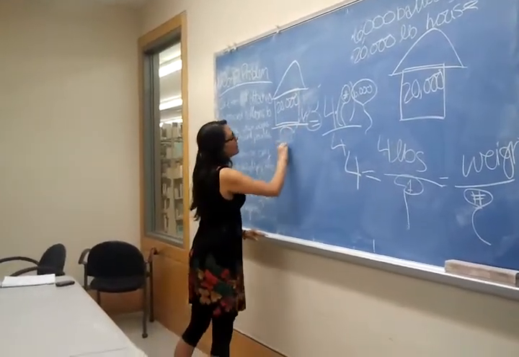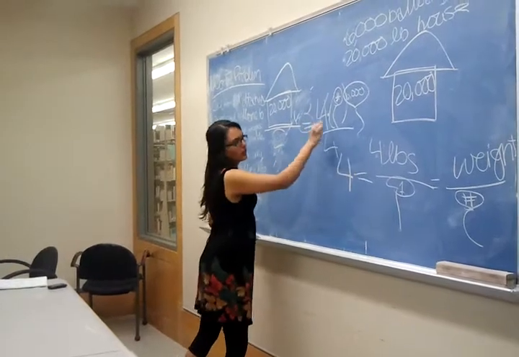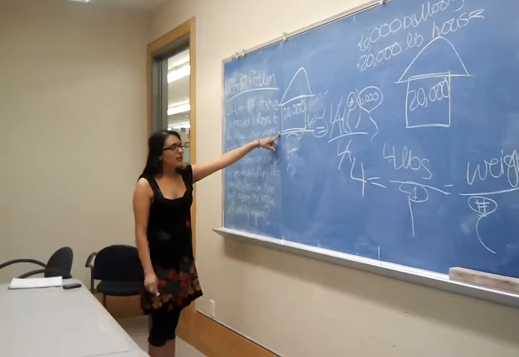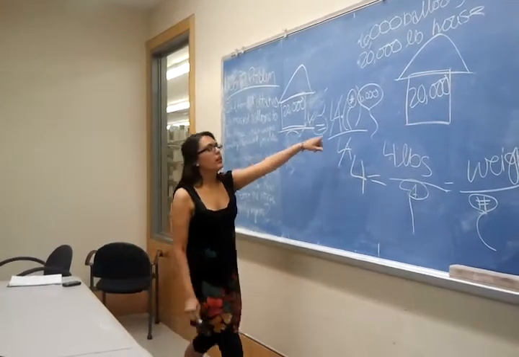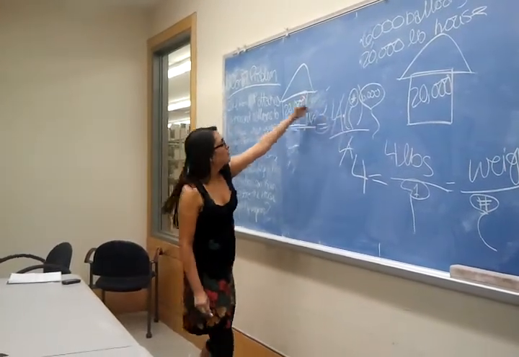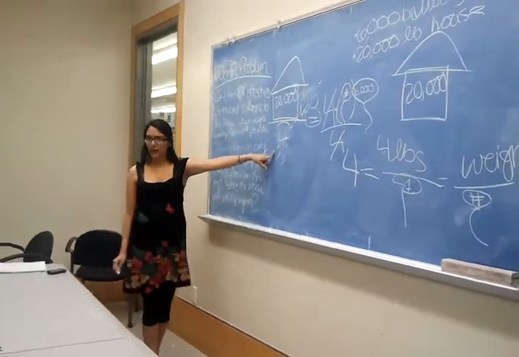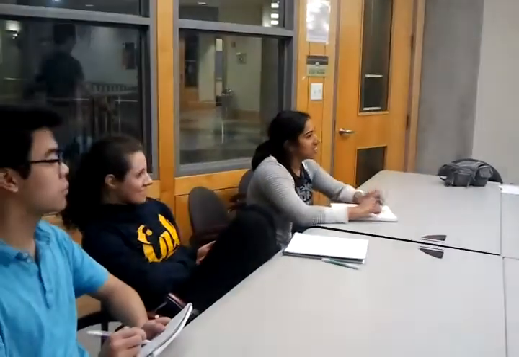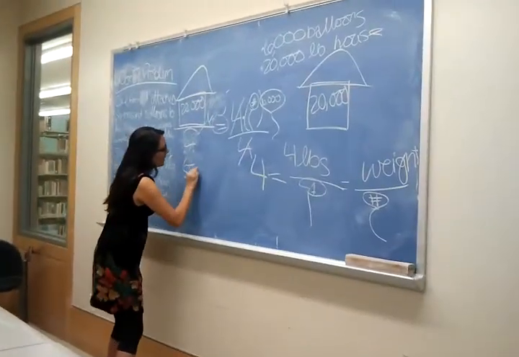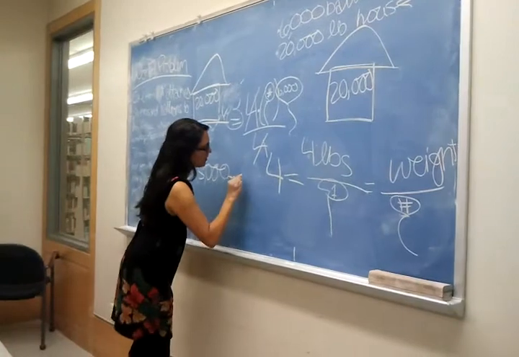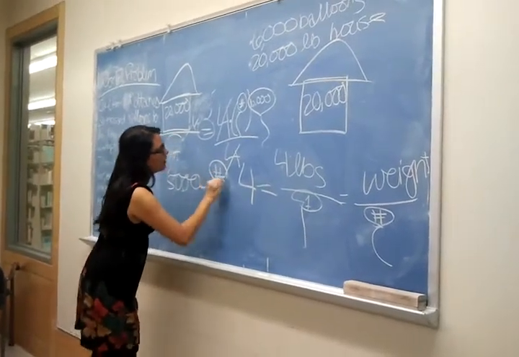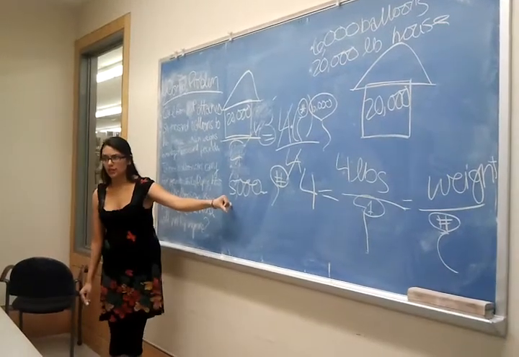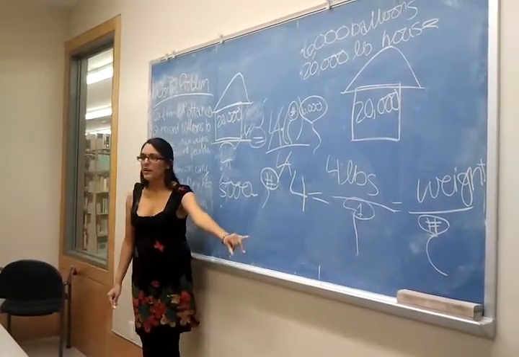Alright, so now we just have these 4s, the one on the top cancels out with the one on the bottom. So we just have our 20,000 pound house divided by 4 equals our number of balloons, right? So we have 20,000 divided by 4. Does anybody know what that equals? 5,000? 5,000. Good. So now we have 5,000 equals the number of balloons we need, right? So now that we have the number of balloons we need, we can move on to find the number of extra balloons we have, right?